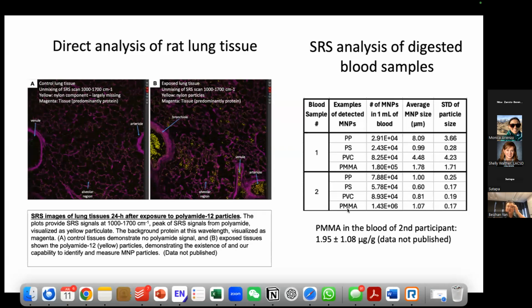And you can see we also identified the PMMA, which is used a lot for bottles and containers. And we can see very high levels in the second person. Based on our calculations and density, we found about 1 to 3 micrograms per gram of blood for the PMMA. So that is our current finding.